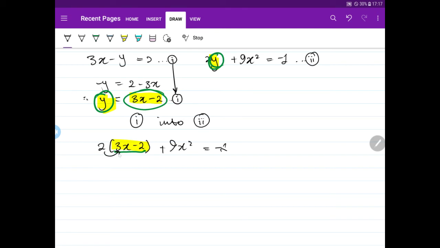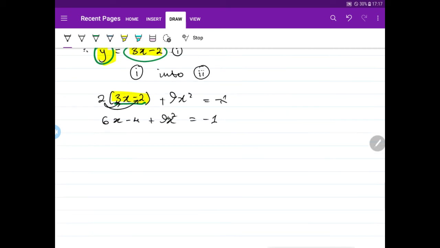And we use our distributive property of addition and in our brackets, and we say 6x minus 4 plus 9x squared is equal to negative 1. Yes, that's a 1. Don't judge me. Psst, your eyes are blind. It's your eyes, not my writing. Okay, I'm telling you.